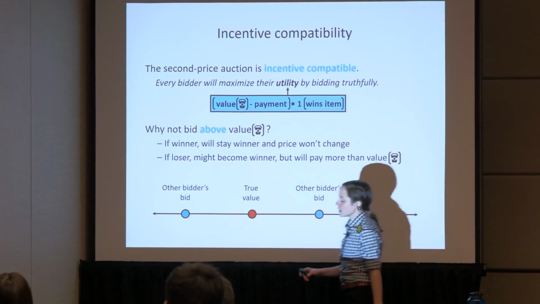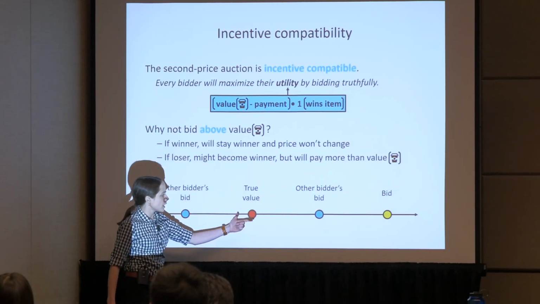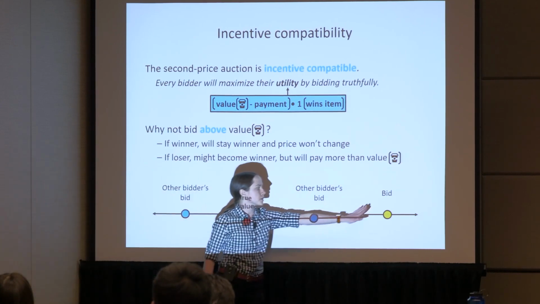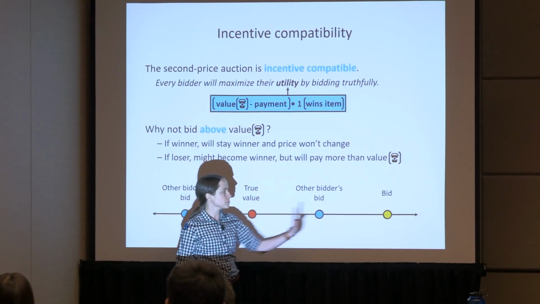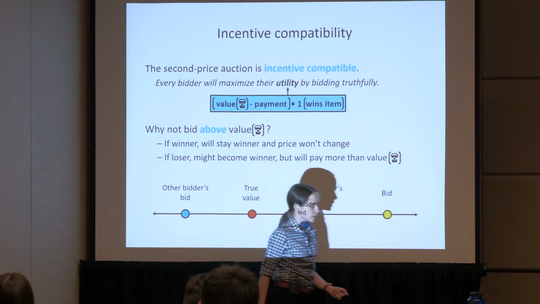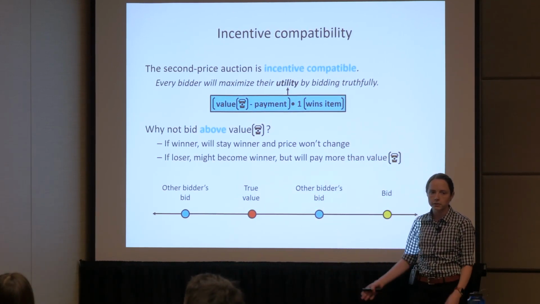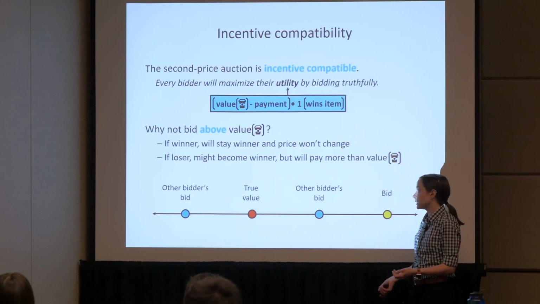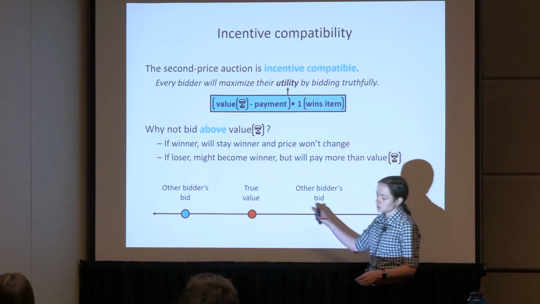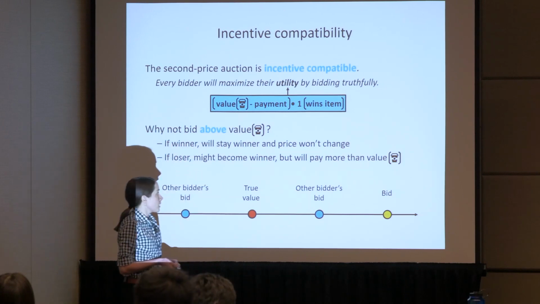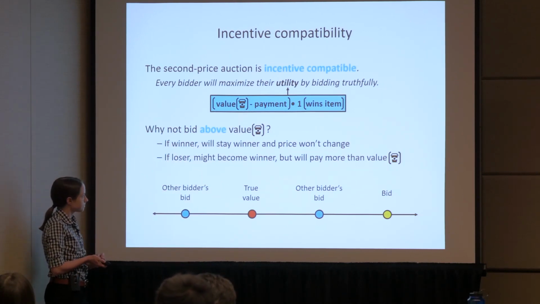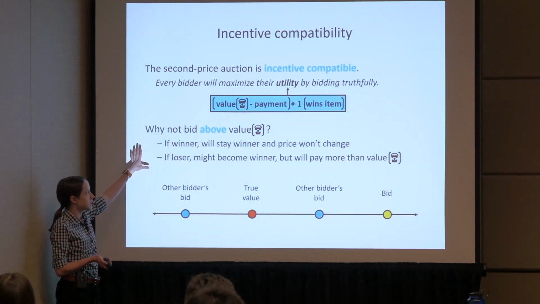If they lose when they bid their true value, and they move their bid above their true value, they might move it so high that they start to win. But at this point, they're going to have to pay something that's higher than their true value. So they're going to walk away with potentially negative utility. So they went from 0 utility to negative utility, so they have no incentive to do this. So we see they have no incentive to bid above their true value.